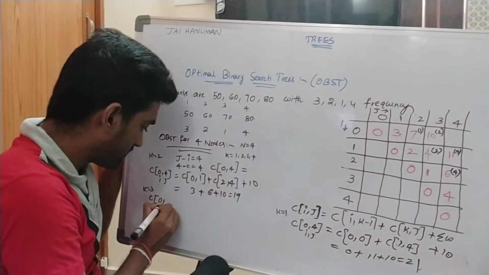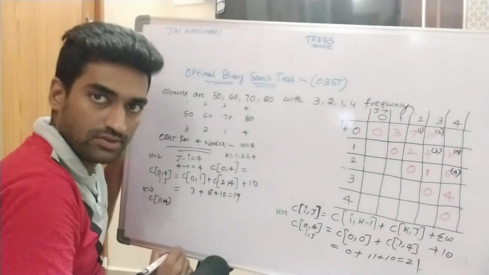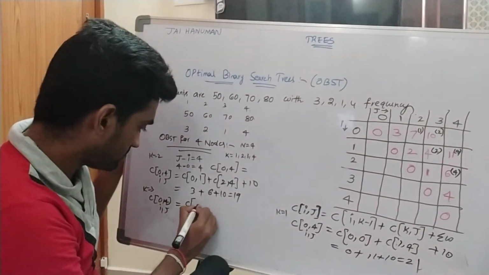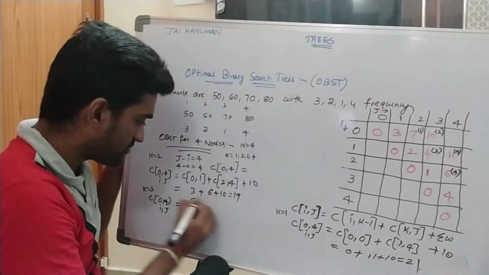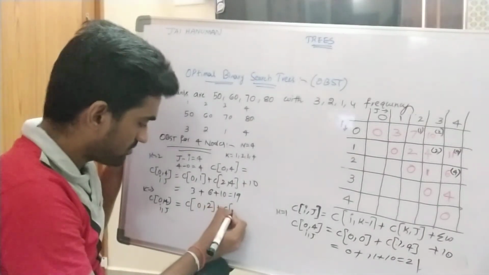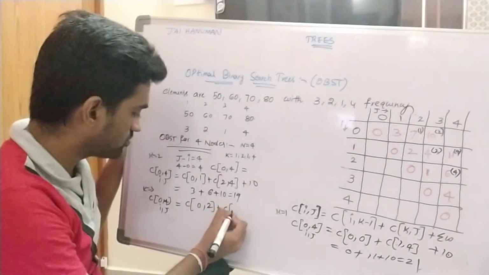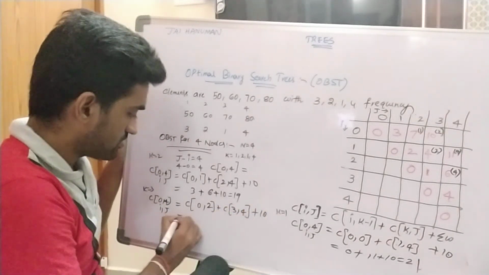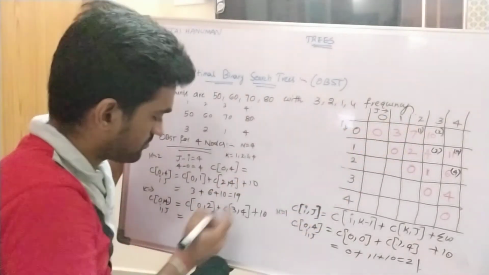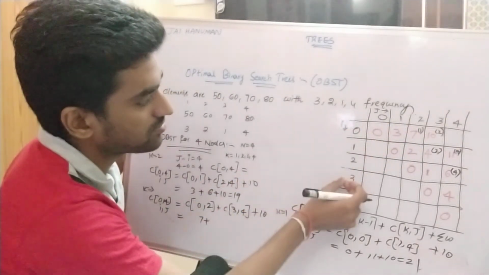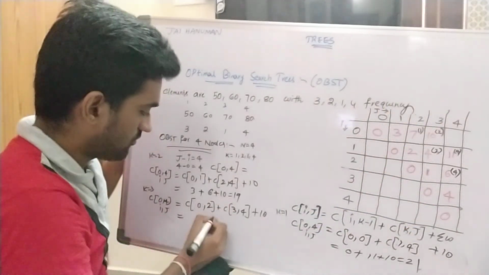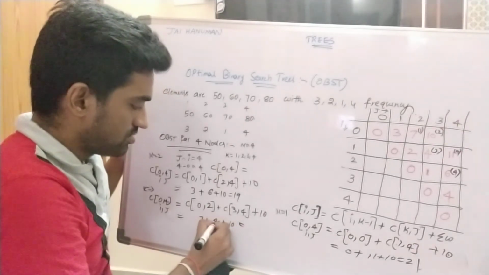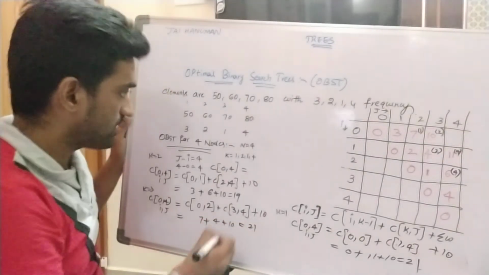I am calculating C of 0 comma 4, which is equivalent to C of i comma k minus 1, 0 comma 2, plus C of k comma j. What is the k value? 3 comma 4, plus weight 10. So 0 comma 2 is 7, plus 3 comma 4 is 4, plus 10, which is equivalent to 21. Right?